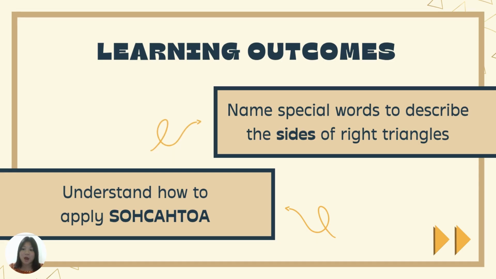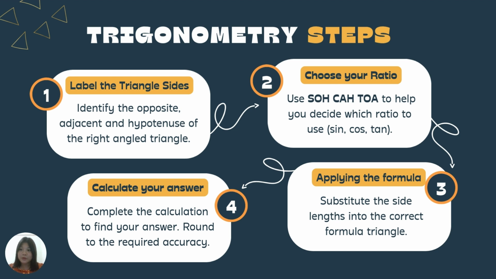Today's learning outcomes include, first, memorize special words to describe the sides of right triangles. Second, understand how to apply SOHCAHTOA. You may wonder what SOHCAHTOA is. In that case, let's take the following steps.